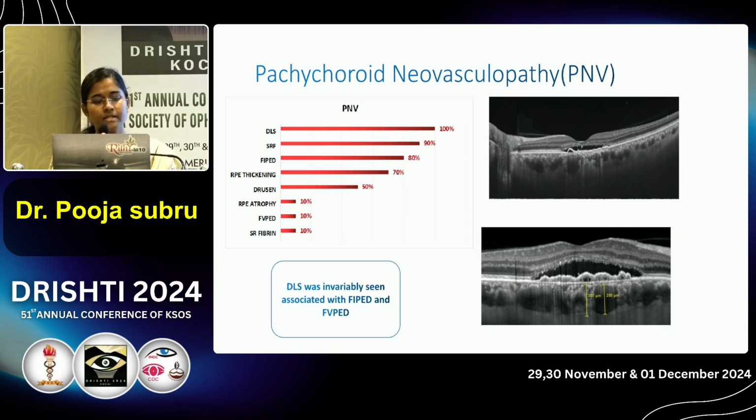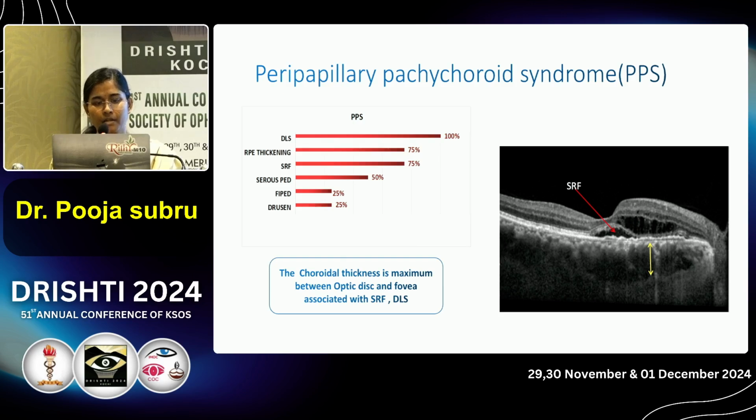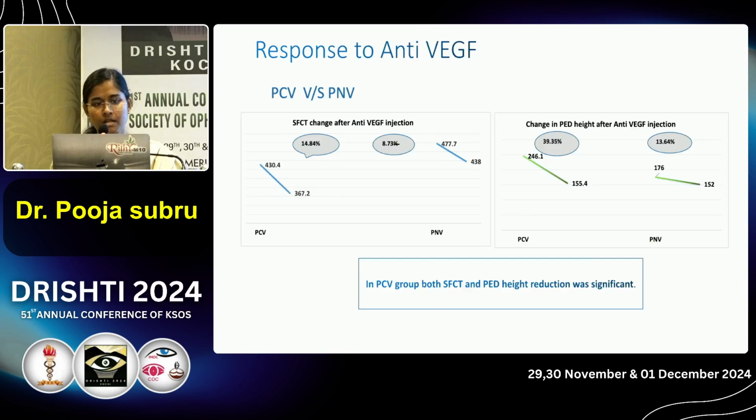AA sign was invariably seen in all cases of pachychoroid neovasculopathy associated with flat irregular PED and fibrovascular PED. Polypoidal choroidal vasculopathy is associated with characteristic PED like hemorrhagic PED, thumb PED, and notch PED. Peripapillary pachychoroid syndrome. Here the choroidal thickness is maximum between the optic disc and fovea associated with subretinal fluid and AA sign. This is a graph showing response to anti-VEGF among PCV and PNV patients. The subfoveal choroidal thickness as well as the PED height decreased significantly in the PCV group as compared to PNV, which is indicated by the slope of the graph.